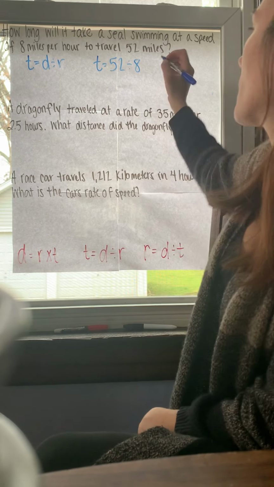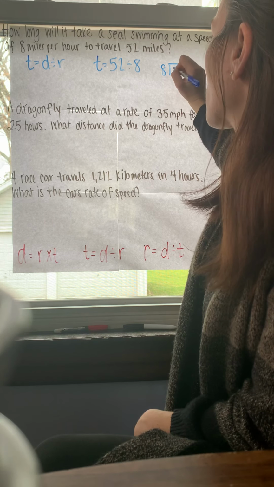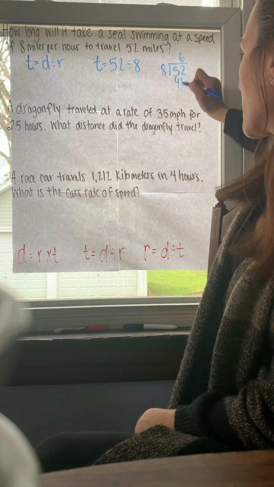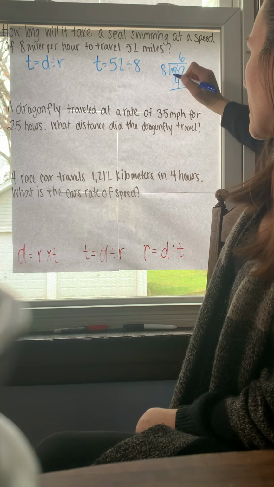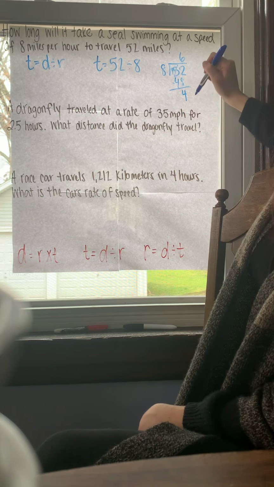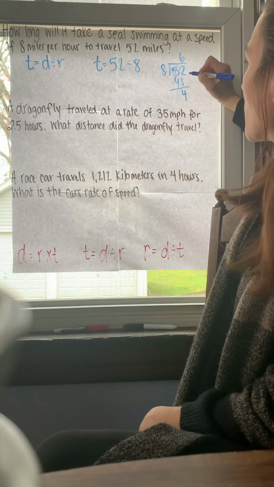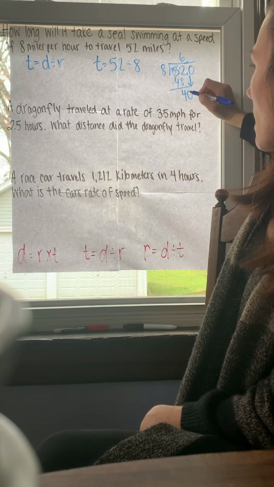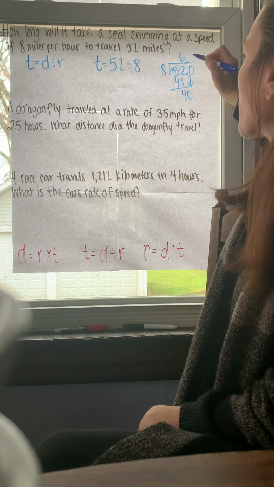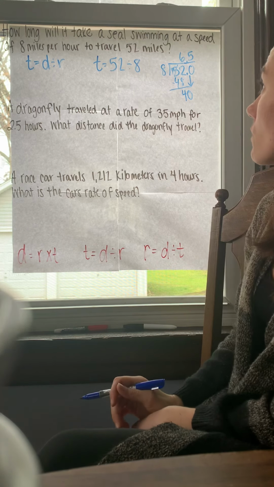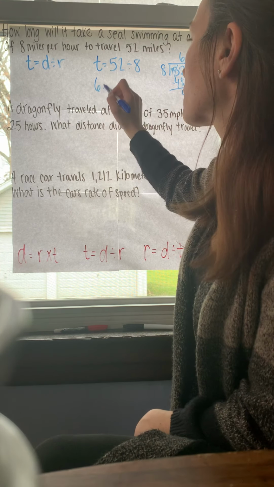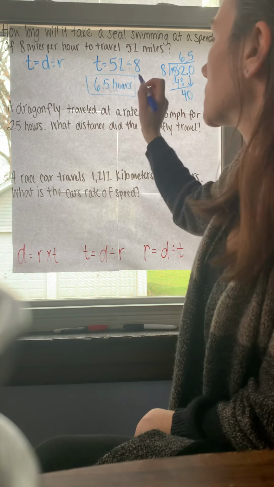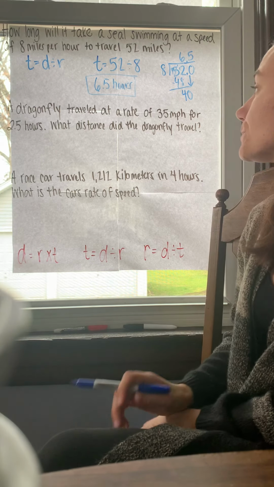All you're going to do is divide. 8 goes into 52 6 times. 6 times 8 is 48. When we subtract, we get 4. 8 cannot go into 4, so we need to put a decimal, which we bring straight up, and put a 0, and bring the 0 down. Now 8 goes into 40 5 times. So it will take 6.5 hours for the seal to travel 52 miles.